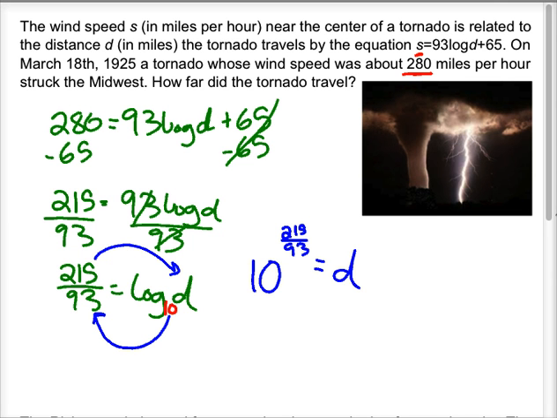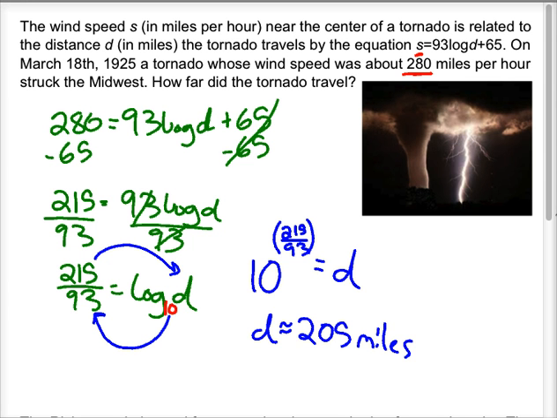All right, so when you're typing it in, please make sure you're using parentheses around that. So 10 to the 215 divided by 93. That distance that it traveled, you should get about 205 miles. That's how far that tornado went.